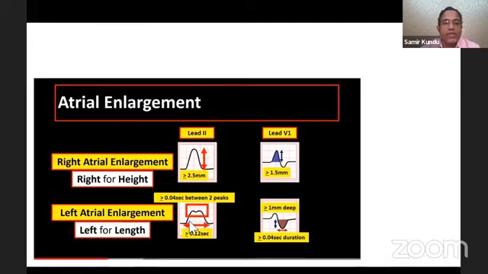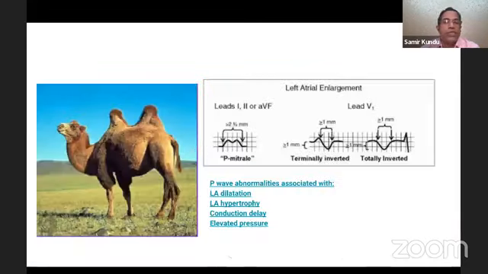In case of left atrial enlargement in lead 2, the duration is more than 120 milliseconds. And in case of a notched P wave, the interpeak duration is more than 40 milliseconds. In V1, the negative terminal force, or negative part, is more than 1 millimeter in depth and more than 40 milliseconds in duration. So this is the P mitrale, a notch and then two peaks. The P wave abnormality is associated with left atrial dilatation, left atrial hypertrophy, conduction delay, or elevated pressure.